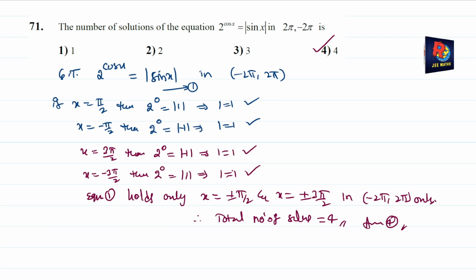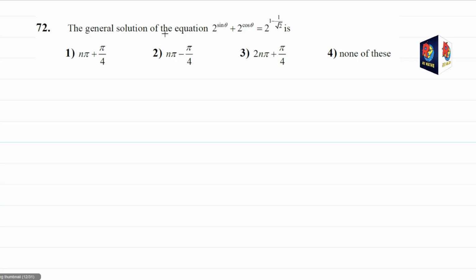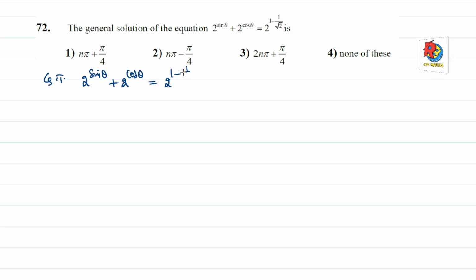Next one, the general solution of the equation 2 power sin theta plus 2 power cos theta equal to 2 power 1 minus 1 by root 2. So this is the given information. We need to find the general solution of this. If you want to find the general solution of this one, here you can observe this.